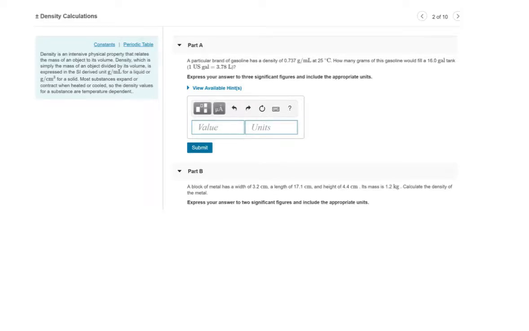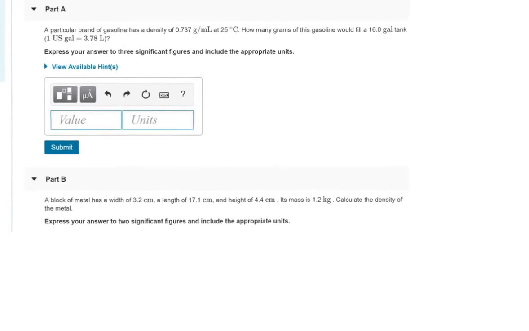All right, let's take a look at density calculations, part A and B. And to do that, I'm going to make things a little bit larger in terms of what we're actually going to look at here.